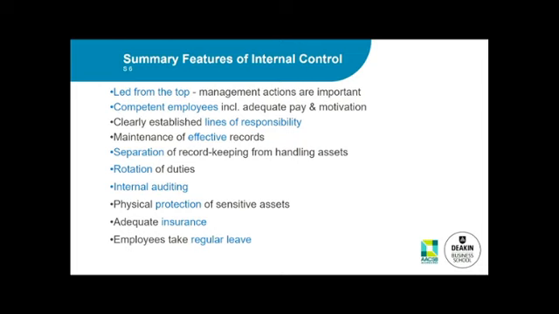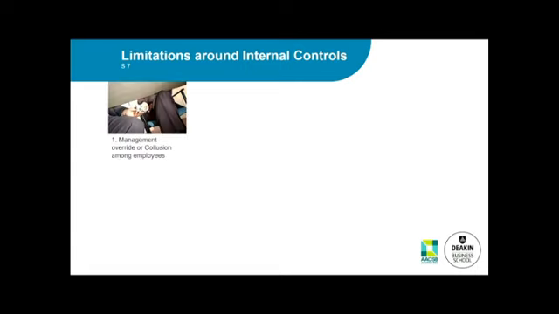So that the companies can rely on them to operate their business and prepare their financial statements, and then auditors can rely on them as well later on to audit the financial statements of the company. So what are some of the limitations around internal controls? Well, management may override or collude, resulting in them circumventing some of the controls.